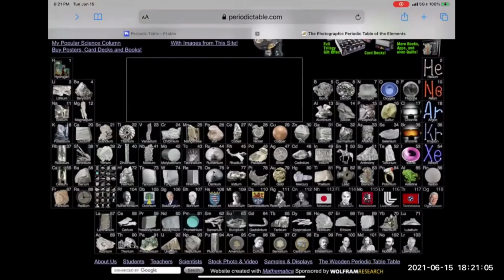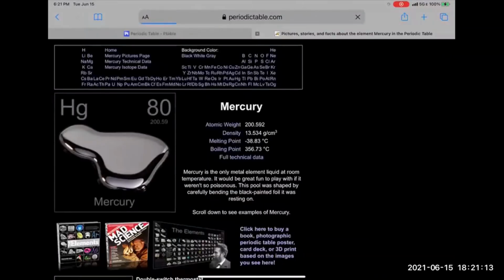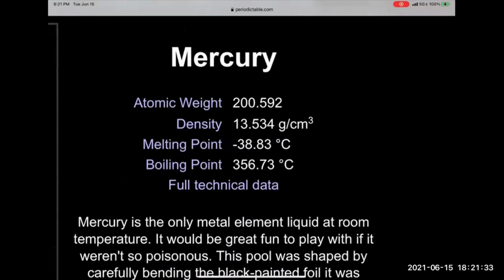Now let's look at, for example, mercury. Now mercury is also shiny, but at the same time it's liquid, it's not solid. So of all the elements that you see in the periodic table, only two of them are liquid. One is mercury, the other is bromine, and you will see bromine in the lab. But here's the thing, the melting point is negative 38.83, and this is always in reference to room temperature. So that means it's liquid at room temperature.